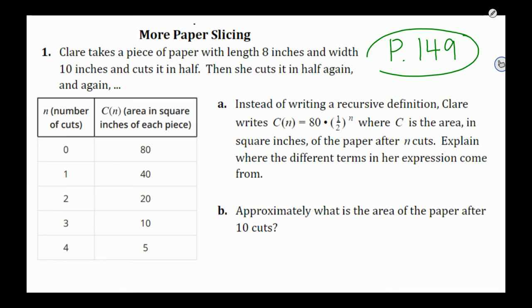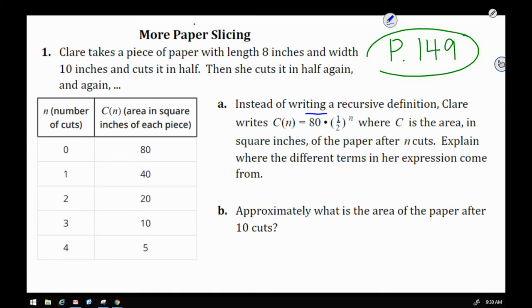Explain where the different terms in her equation come from. So she has 80 times 1/2 to the n power. What does 80 stand for, or where did that come from? Did you just pull 80 out of thin air? It's the area with 0 cuts. So 80 is her original area.